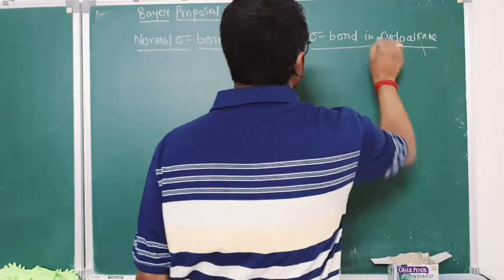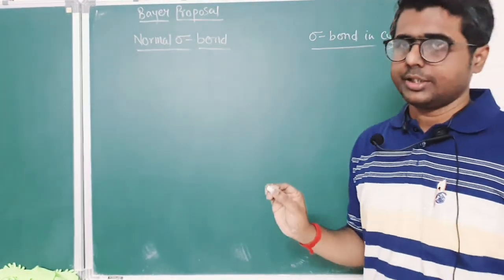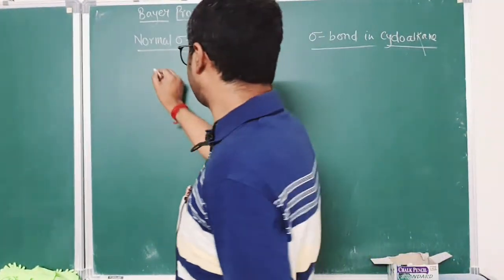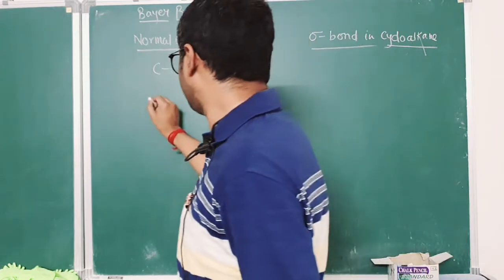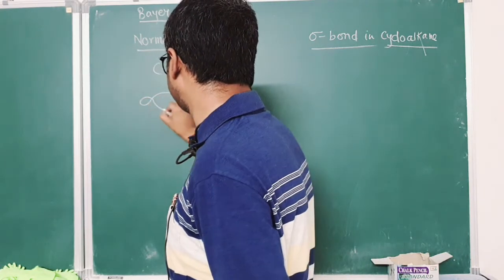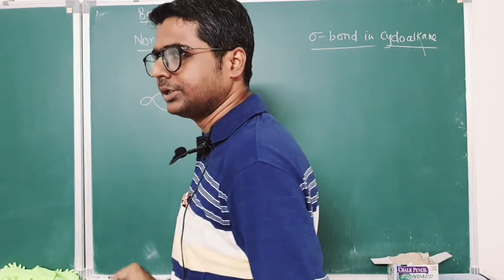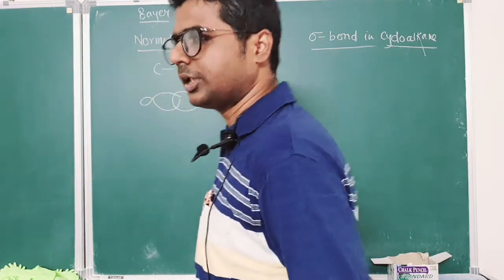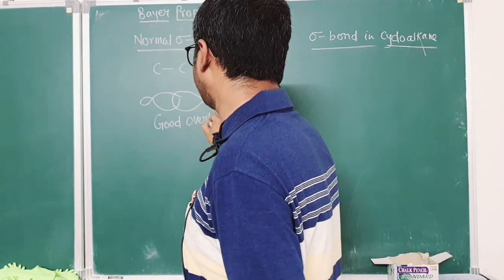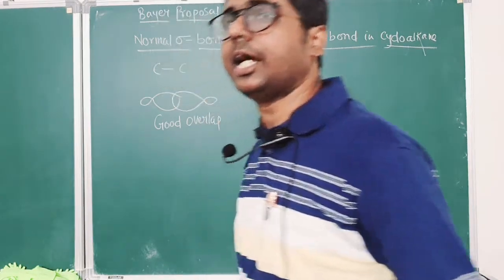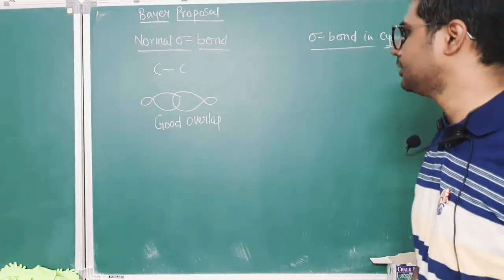Normally we know sigma bonds are very stable. It is a strong bond. Now in case of a normal alkane, what happens? Suppose this is ethane. The carbon is sp3 hybridized, so the sp3 hybridized orbitals do a head-on overlap to form this bond. This is head-to-head overlap, direct collision. It is a very good overlap, and good overlap will result in a strong bond.